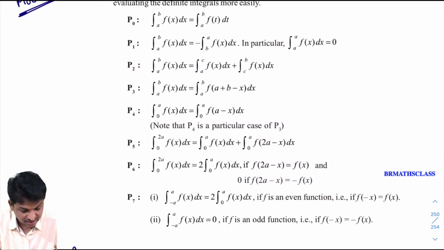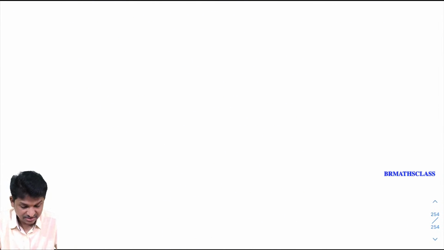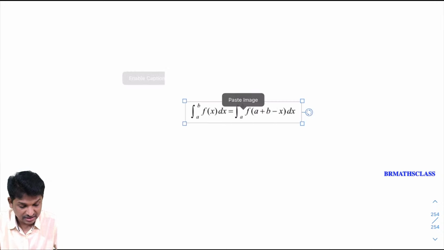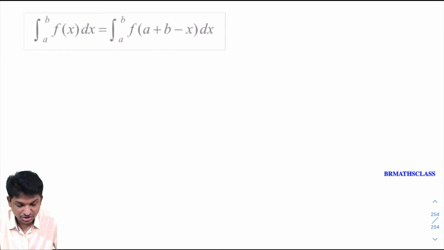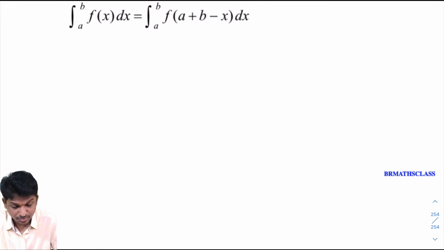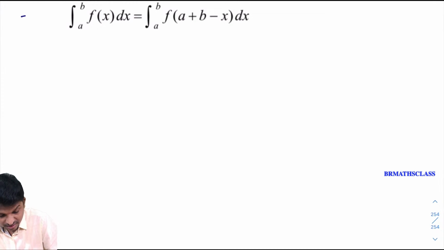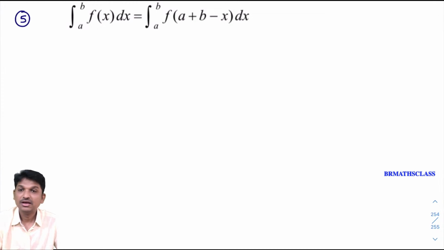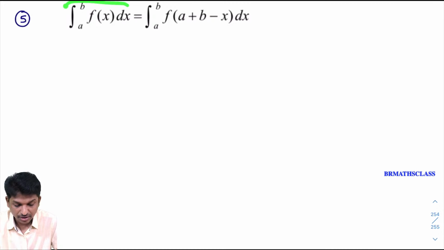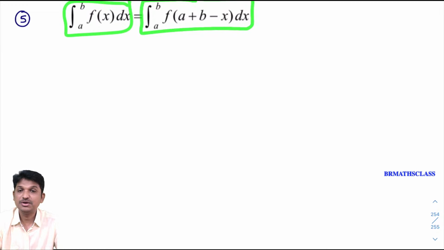Look here, this is a particular case of P3, this one I'll take. In the last exercise, we learned how to calculate definite integration by using substitution method. Okay, this is property number 5. Integral of a to b f of x dx equal to integral of a to b f of a plus b minus x dx. One of the very useful results.